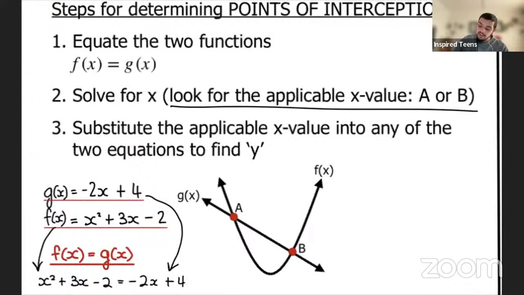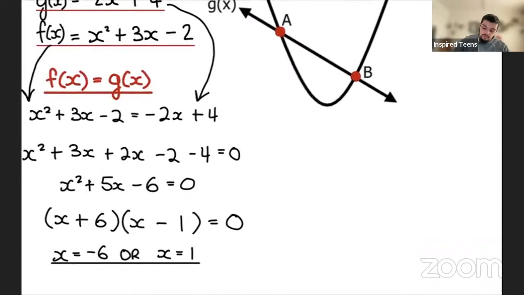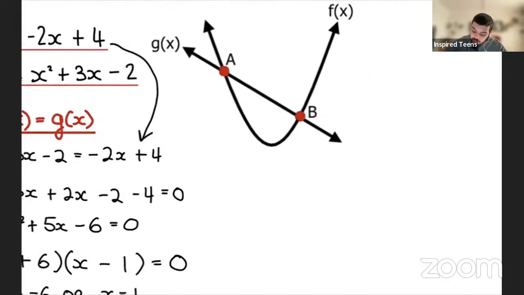Now look for the applicable x value, A or B. So now you have to use discretion to determine which one is 1 and which one is -6. Of course, the one that's more left is going to be more negative, and the one that's more right is going to be more positive. So therefore, B has to have an x coordinate of 1, and A has to have an x coordinate of -6.